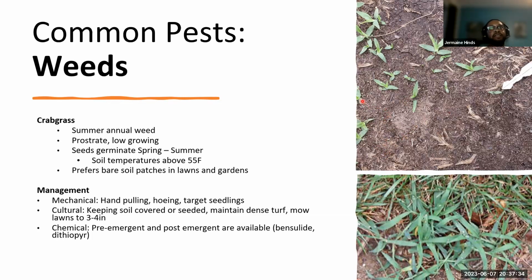To manage this, you can do things like hand pulling, hoeing, targeting those seedlings, stopping them from growing up. As far as cultural controls, you want to keep soil covered to prevent these seedlings from growing into the ability to set seeds or reproduce. So keep soil covered or seeded, maintain dense turf or mulch, and you want to mow lawns to keep it low to prevent it from establishing. As far as chemical controls, there are pre-emergent and post-emergent herbicides available.